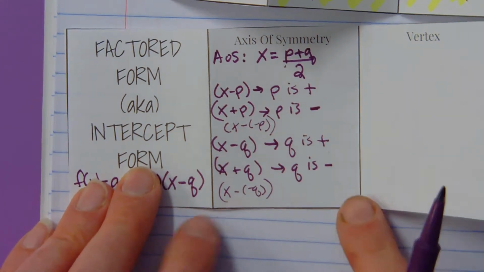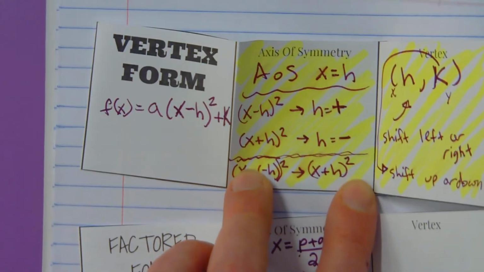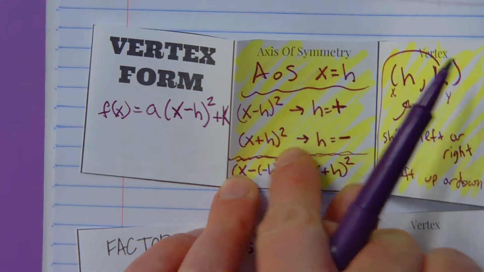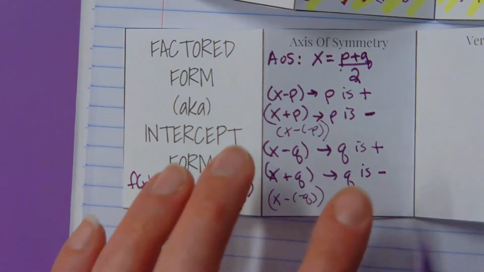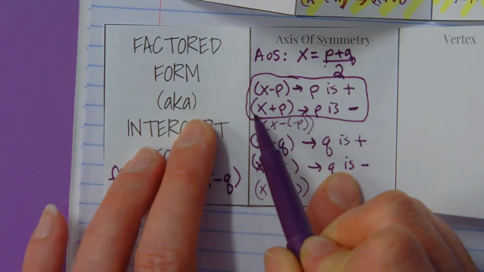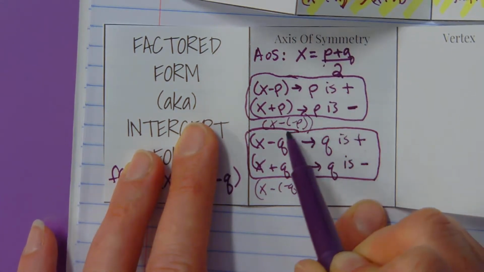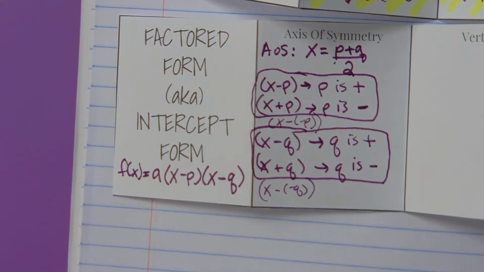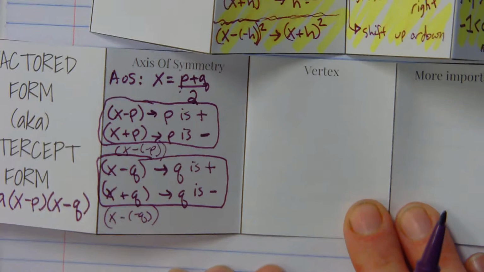So you kind of saw that when we were talking about the axis of symmetry before, when we had vertex form. This was x minus h, and h is positive. This is x plus h, where h is negative. Same reasoning. So it's the same thing here. We're really looking at x minus p, p is positive, or x plus p, p is negative. And same thing with our q. So that's our axis of symmetry. It's going to find the middle of our parabola, and our x-intercepts are going to be on either side of that.